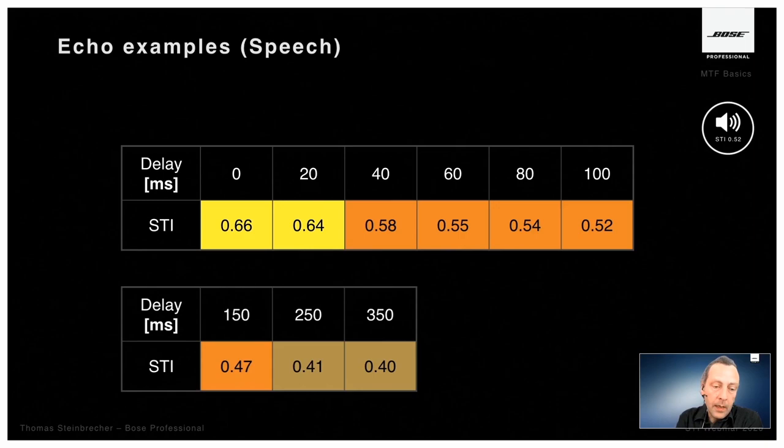And now if we go further, intelligibility will deteriorate very quickly. So we will try again with 150 milliseconds.